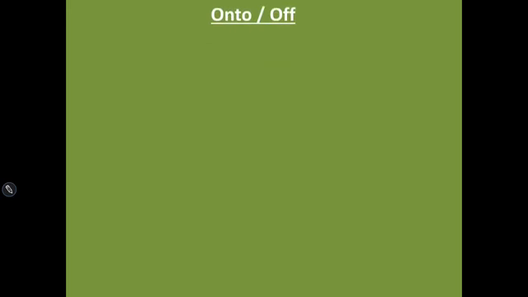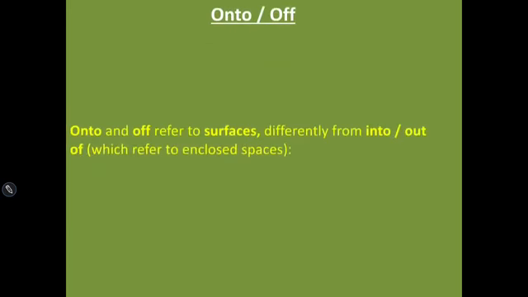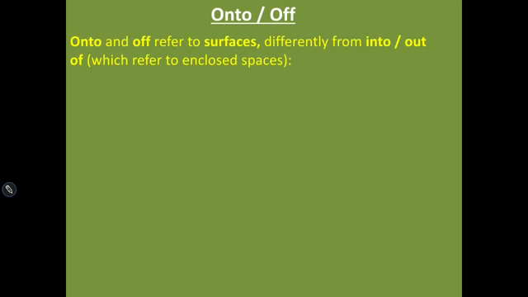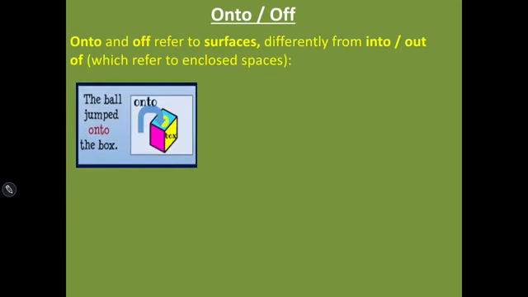What is the difference between onto and off? Onto and off refer to surfaces, whereas into and out of refer to enclosed spaces, just as I have already made clear. A surface is just like the top of the table. Here is the picture: the ball jumped onto the box.